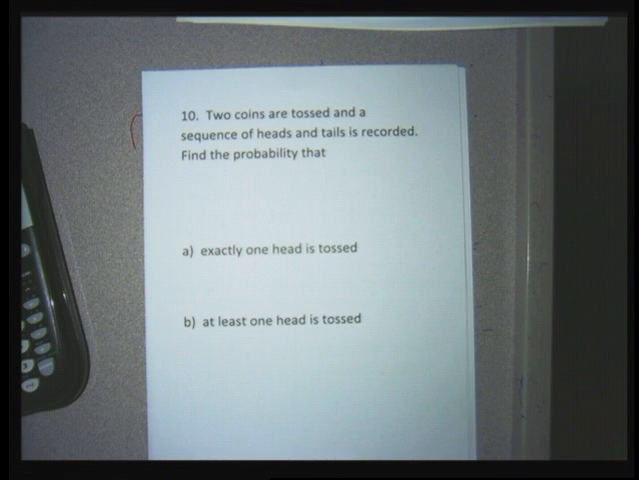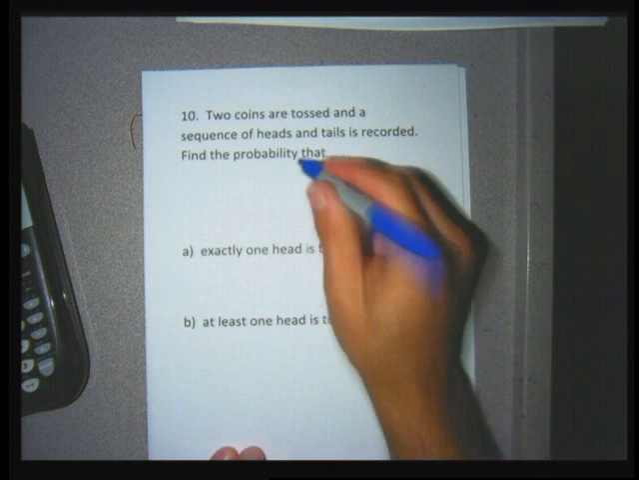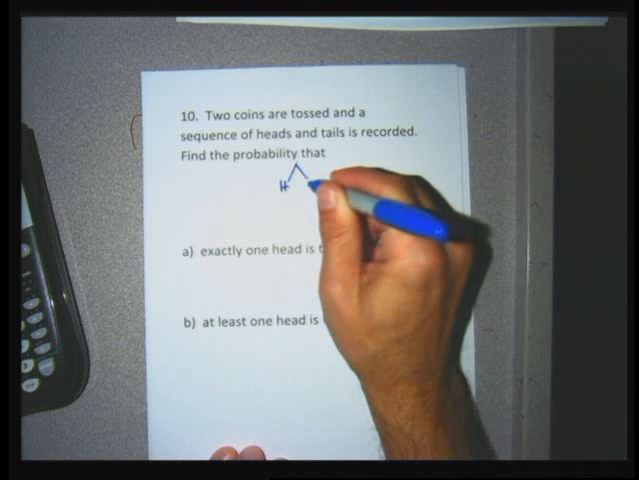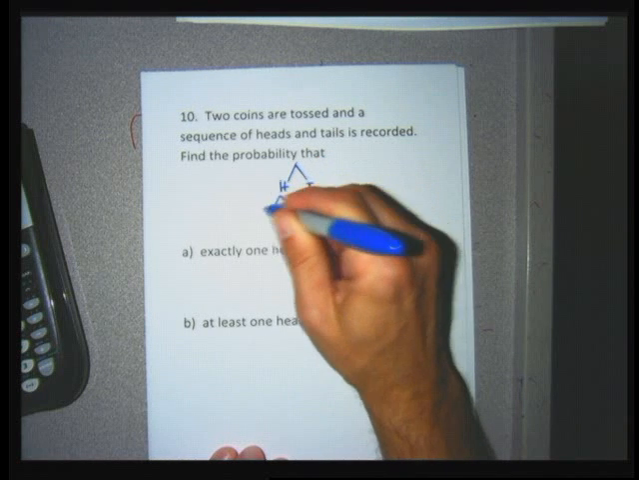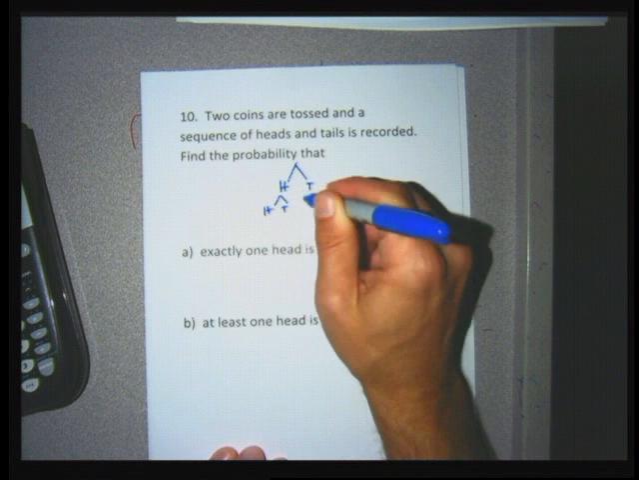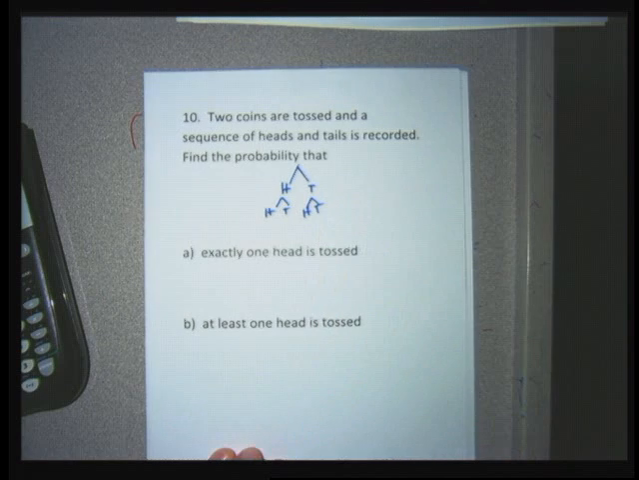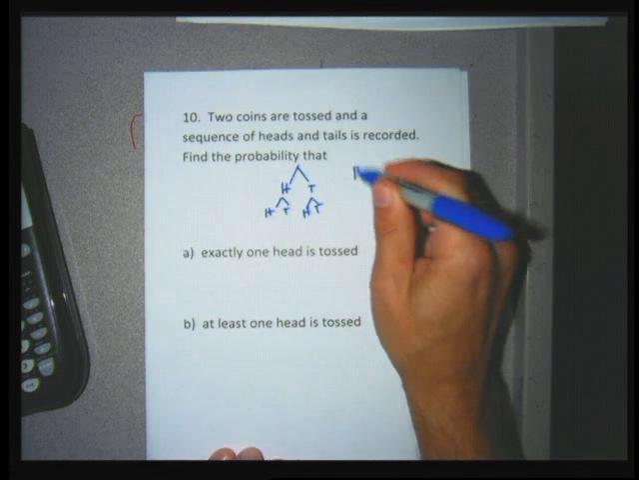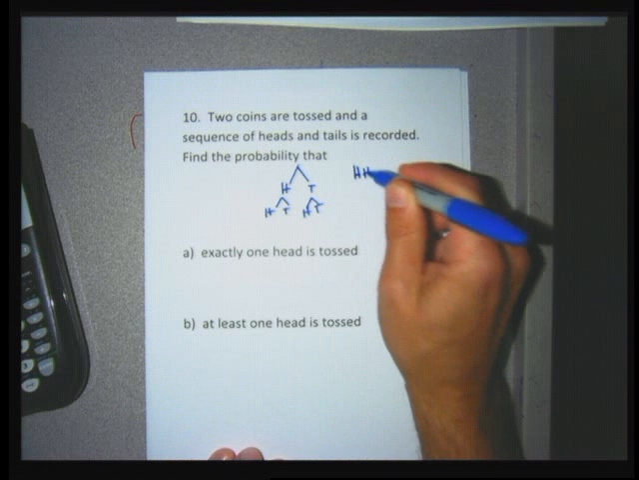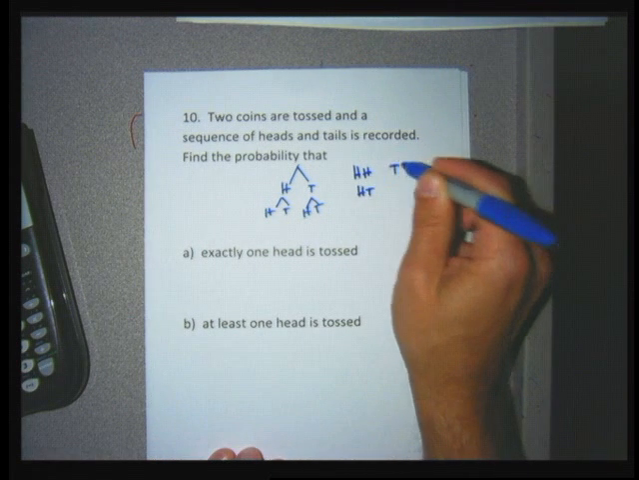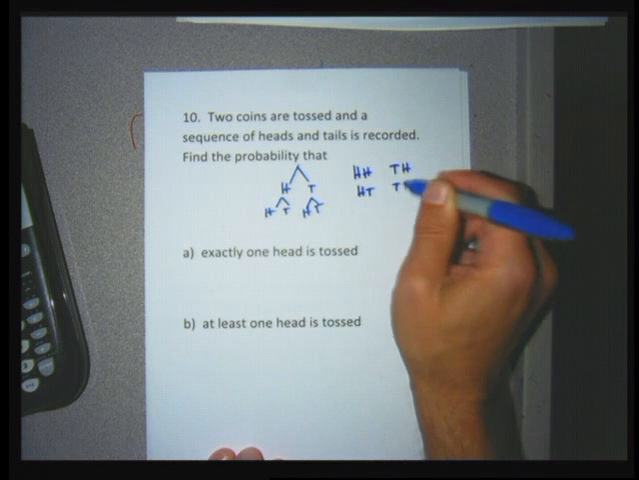So 2 coins are tossed. A sequence of heads and tails is recorded. I'm going to make my sample space for this. There's only going to be 4 items in my sample space, so it'll make quickly. If I'm asked probability questions with coins or babies, usually we make a sample space. The sample space for this would be getting a head first and a head second, a head first and a tail second, a tail first and a head second, a tail first and a tail second.